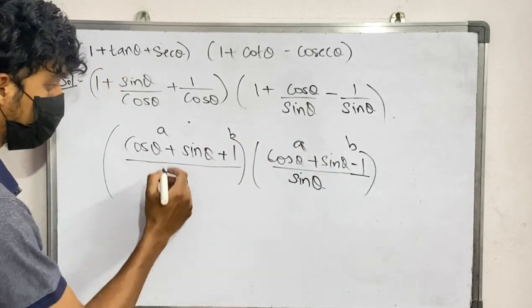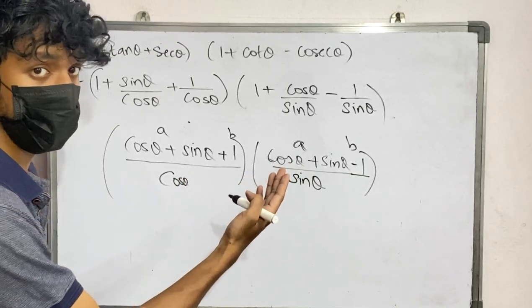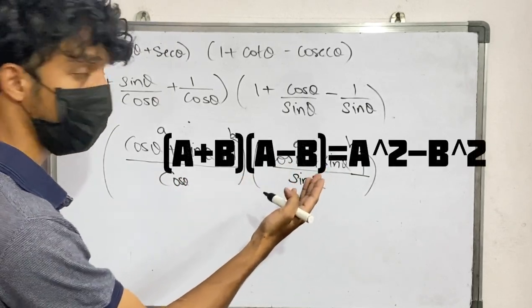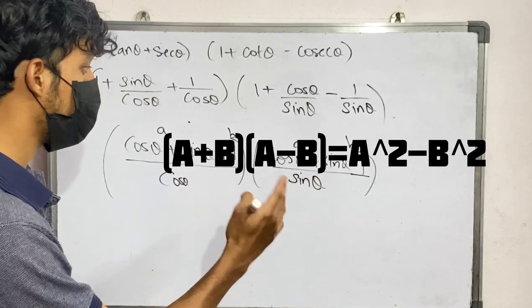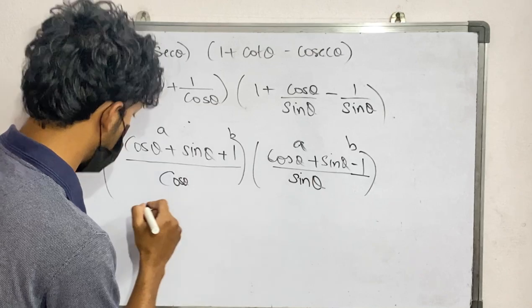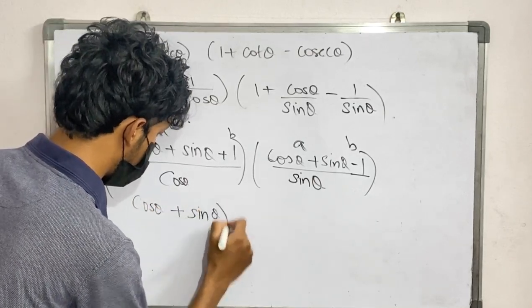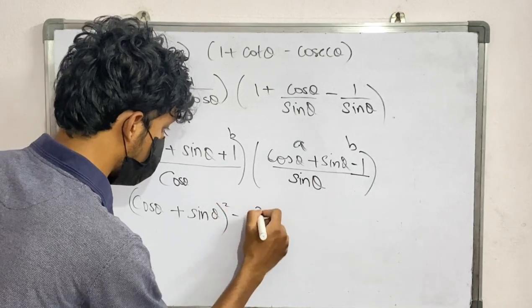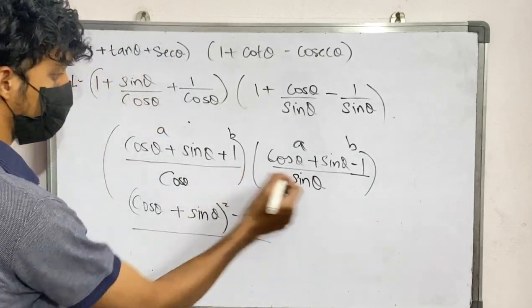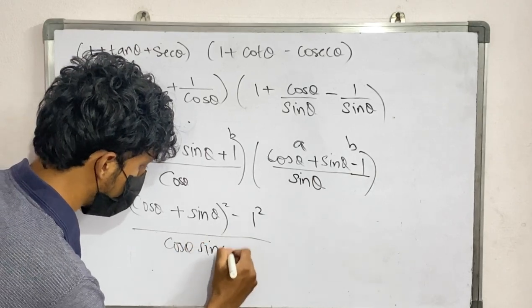Now after this we have a formula of algebraic expression: (a plus b)(a minus b) is equal to a square minus b square. So we will write cos θ as a, a square minus b square, and these two in the denominator are now multiplication, cos θ sin θ.